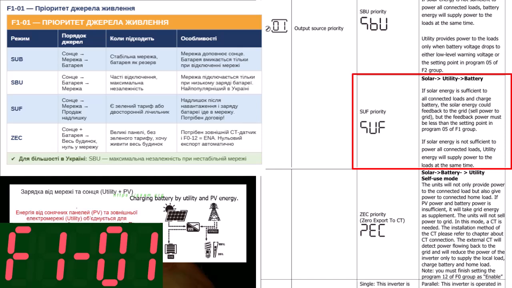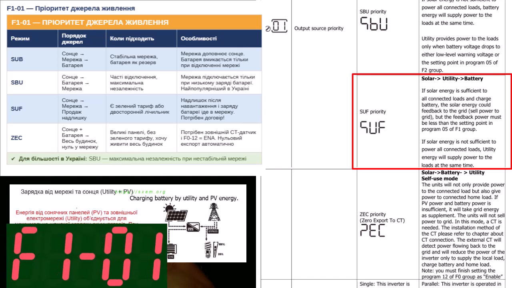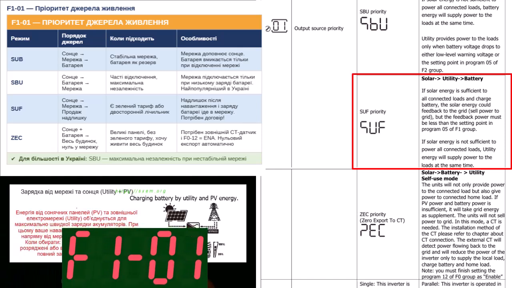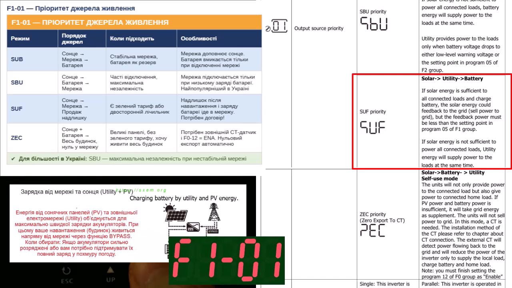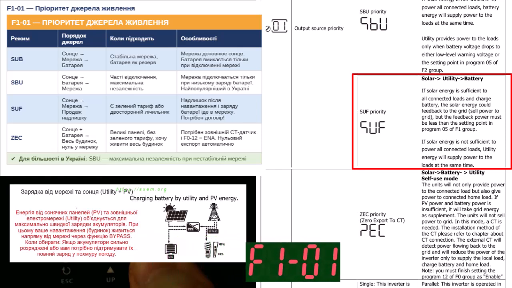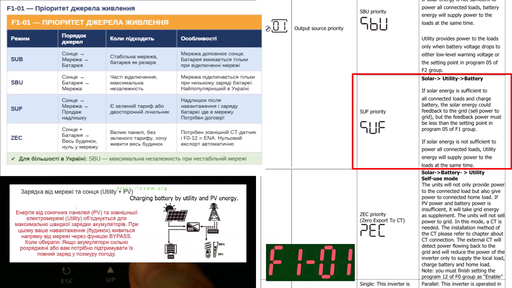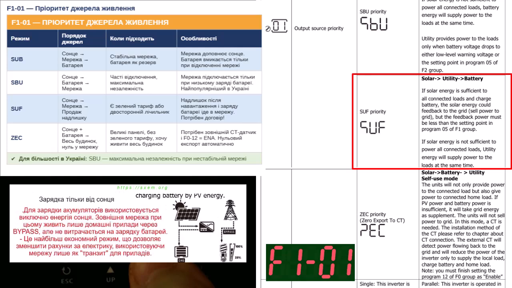The logic here is, solar energy first covers all the house loads. Then it charges the battery. And if there's still surplus after that, it gets exported back to the grid. For example, the panels are generating 6 kilowatts, the house is using 2, the battery is already full. Those 4 kilowatts of surplus go to the grid. The maximum export power allowed is configured separately in parameter F1-05, which we'll get to shortly.